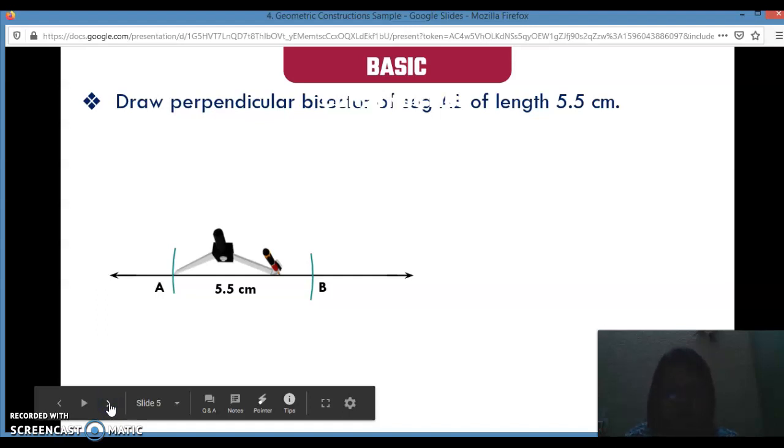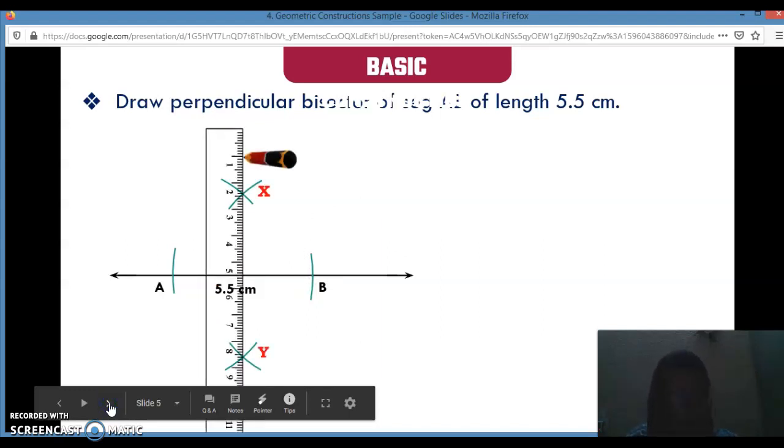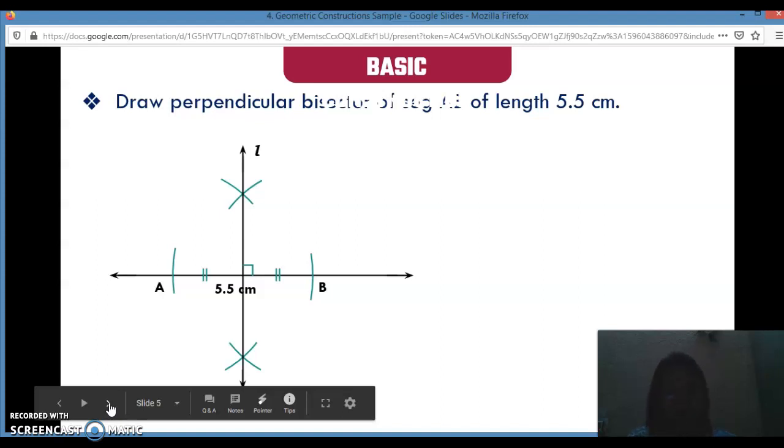You will take more than half of this line segment. Then you will draw an arc from point A up and down. Then you will draw an arc from point B up and down. You will name the intersection points X and Y. Then you will join them by a line. This line is my perpendicular bisector of line segment AB. You will name it as line L, and here you will make a perpendicular sign, and since it is a bisector, these two parts will be equal to each other.